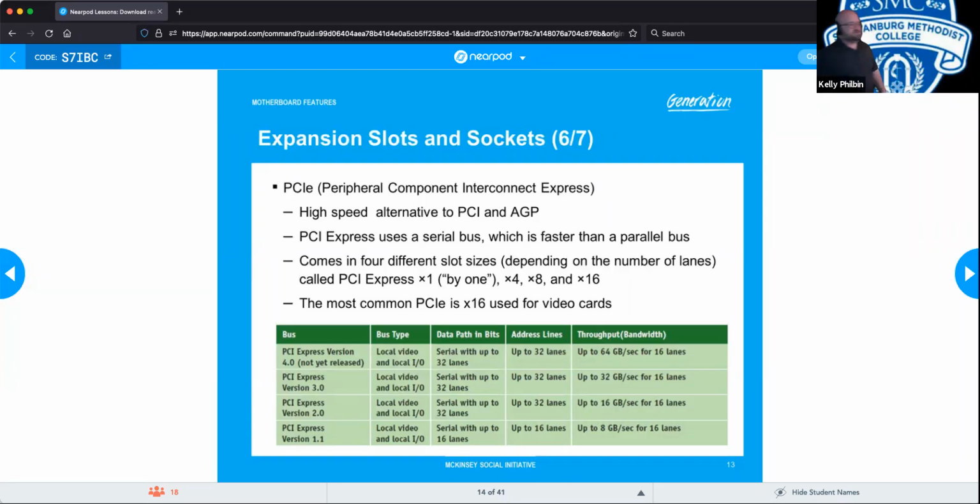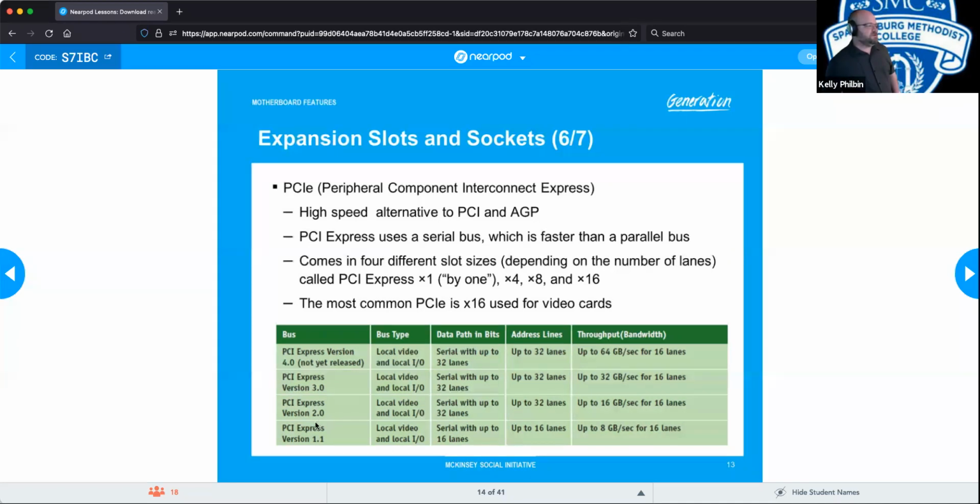It comes in 4 different slot sizes. Easy to kind of point out because of how big they are, but we will show you that as well in a little bit. You can get by 1, by 4, by 8, and by 16. We were kind of showing you that yesterday when we were doing the overall tour through the computer. We'll also show you again today on another motherboard. Most common is the by 16.